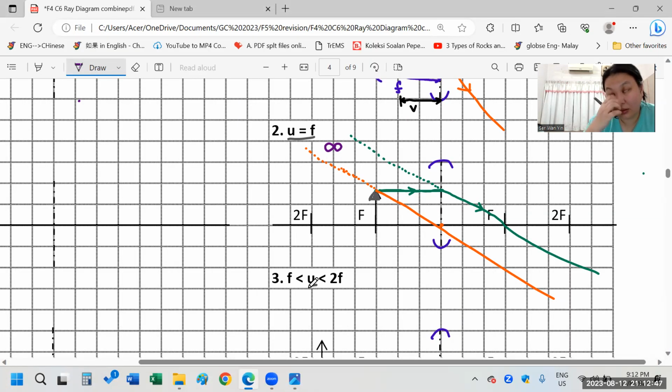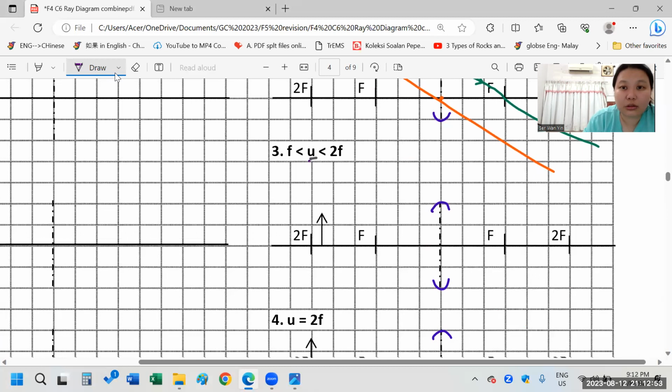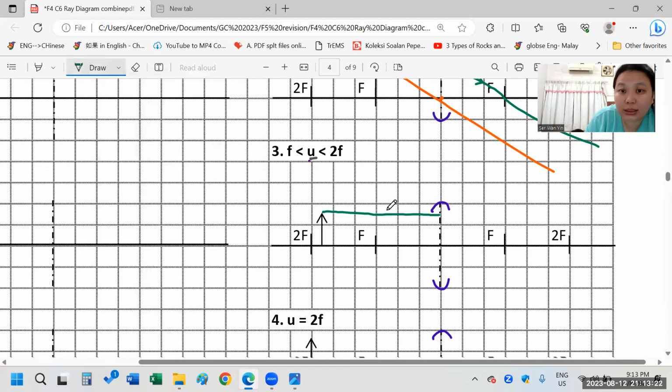Okay, now we don't care about the characteristic. Let's now look at this. How to draw it? KFC. Here's the ruler. F. C.